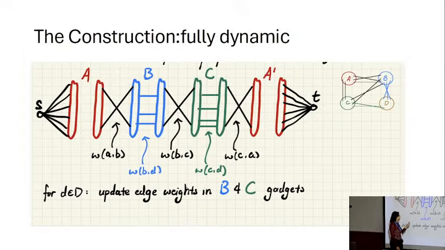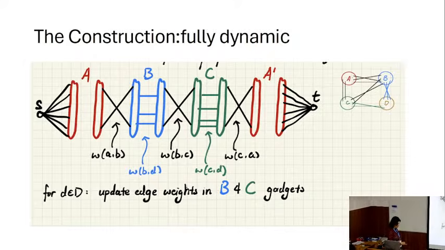Okay, so that means you start with the first D, you add these edges, then you consider the next D, then you delete these edges and again reinsert them with the appropriate weight. Okay, so that's what you are doing for D.